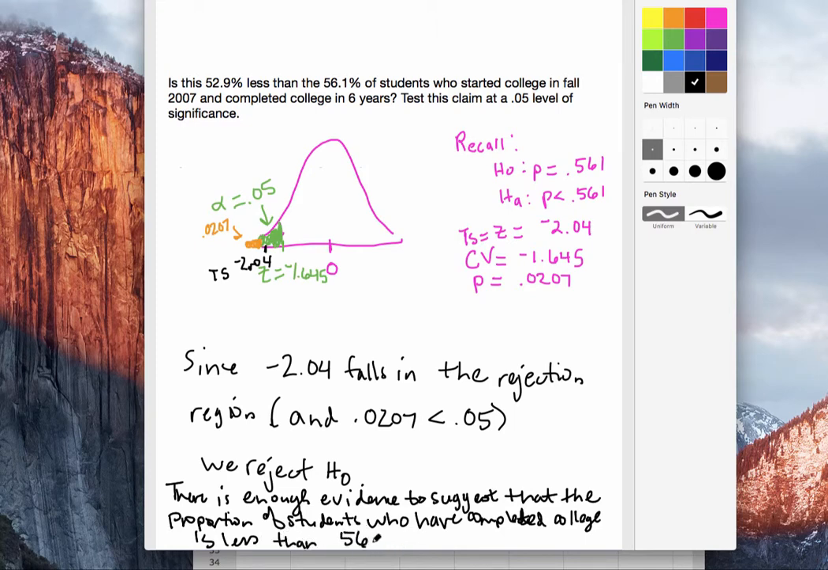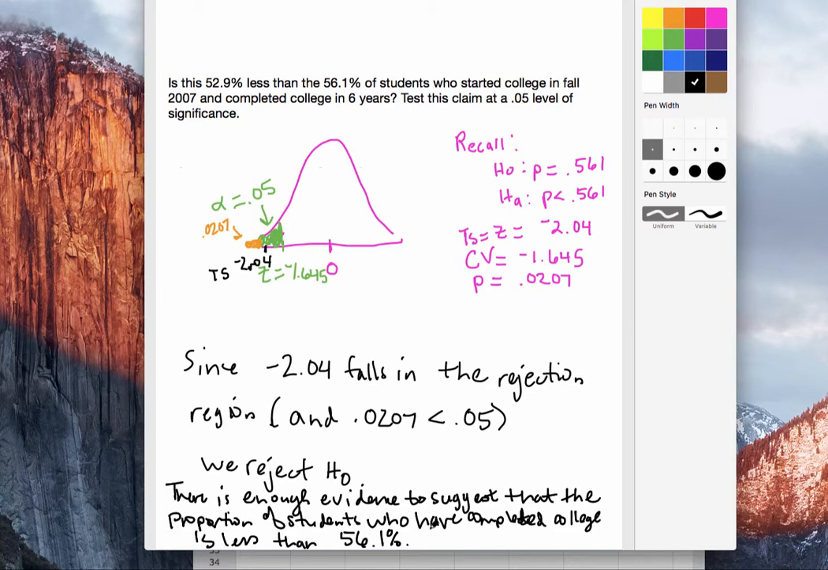than 56.1%. Now I could add in a few more details. Completed college in 6 years, I kind of left that out. And any other little detail words. You could also slide those in. There's not one end-all be-all way to write these conclusions, but generally you want to say that, do you have enough evidence or not? It's kind of showing that you gathered data.